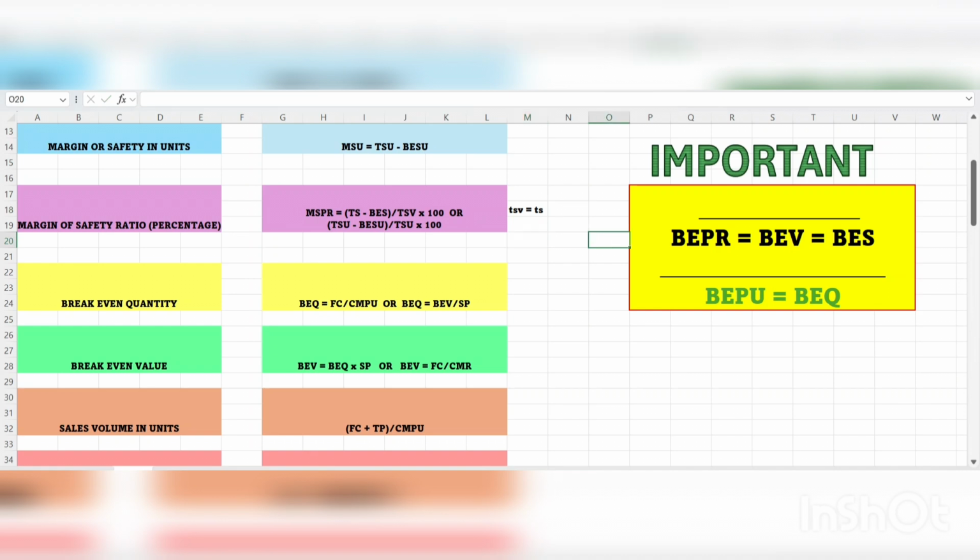Okay, just before we go on, I just want to show you this is very important. Your break-even point in rands is equal to your break-even value, which is equal to your break-even sales, and your break-even point in units is equal to your break-even quantity. So these formulas can be used interchangeably depending on the context of the question that you are given.